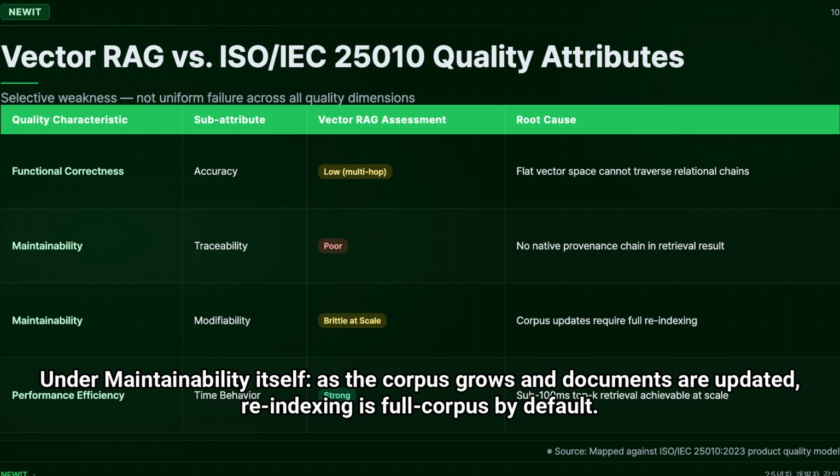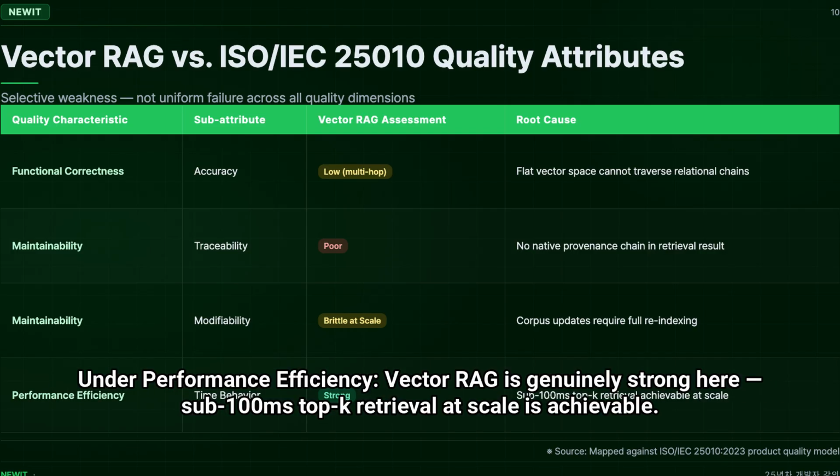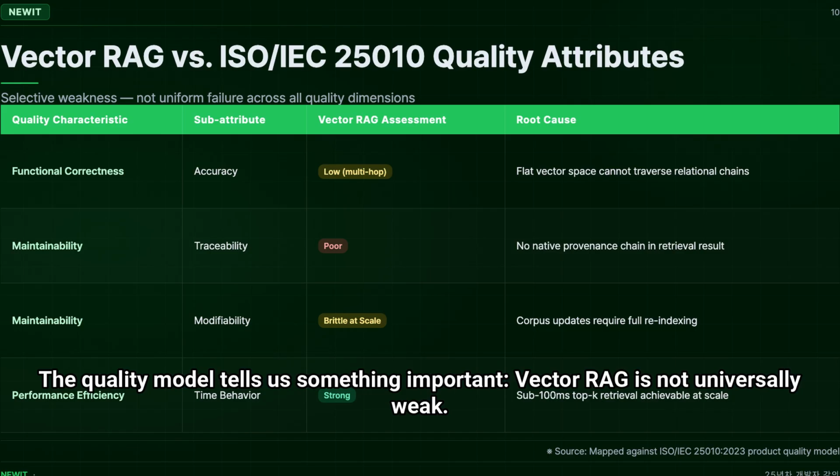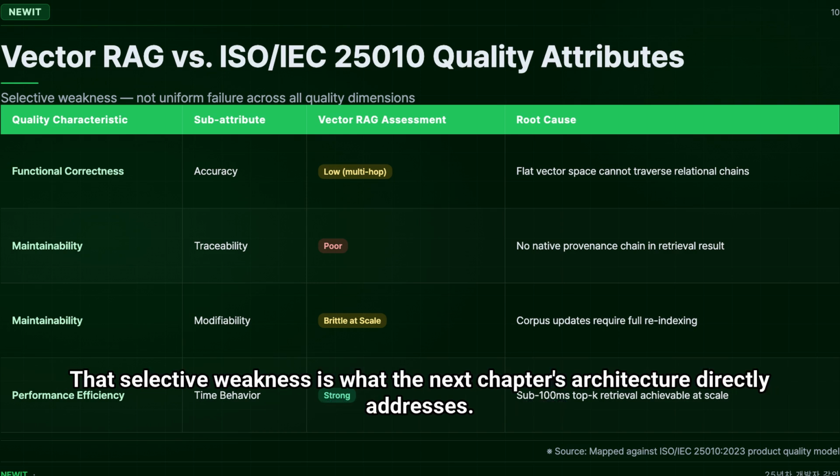Under maintainability itself, as the corpus grows and documents are updated, re-indexing is full corpus by default. Incremental graph updates, which GraphRAG enables, are not available. Under performance efficiency, vector is genuinely strong here. Sub 100 millisecond top-k retrieval at scale is achievable. This is a real advantage. The quality model tells us something important. Vector RAG is not universally weak. It is selectively weak in exactly the attributes that matter most for complex enterprise knowledge systems. That selective weakness is what the next chapter's architecture directly addresses.